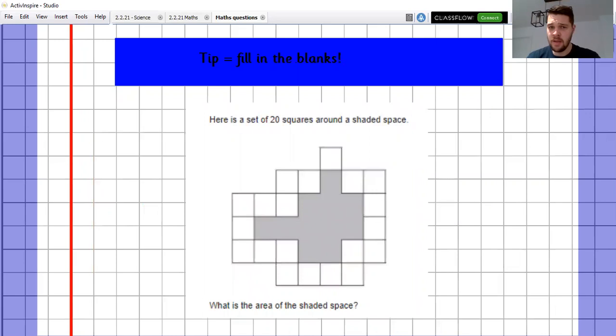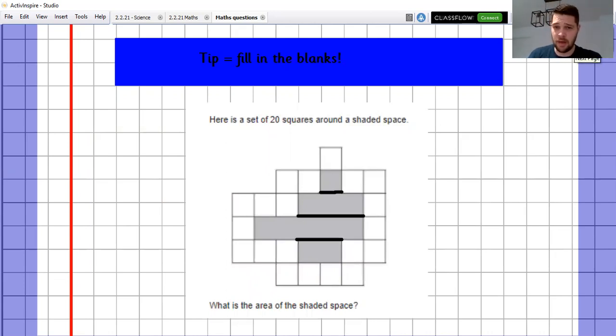Here's another one. Tip here is to fill in the blanks. Try and connect the lines to make it a lot easier to calculate the area. So here is a set of 20 squares around a shaded space. What is the area? Pause it here, find the answer on the next slide.